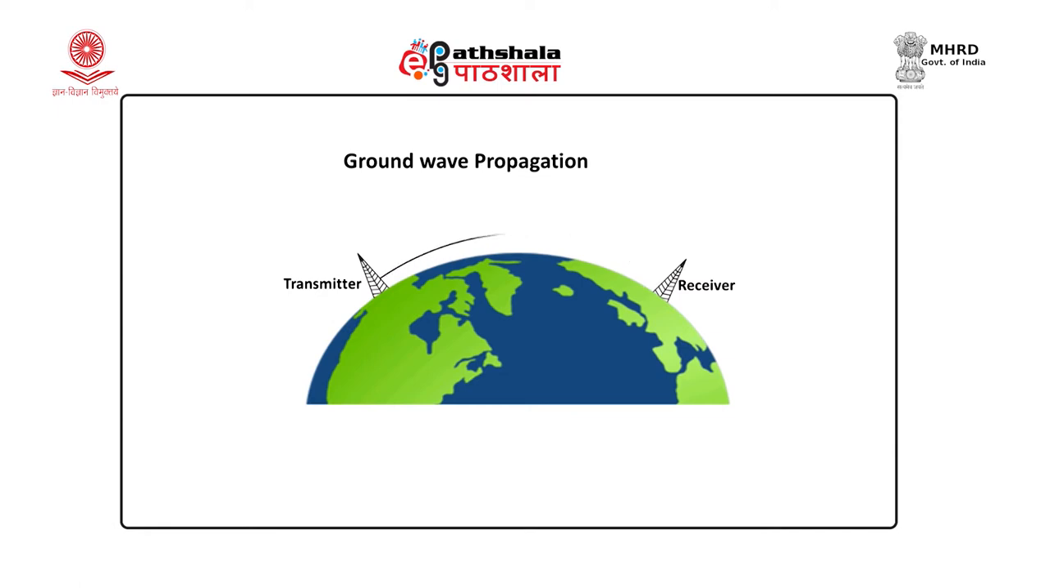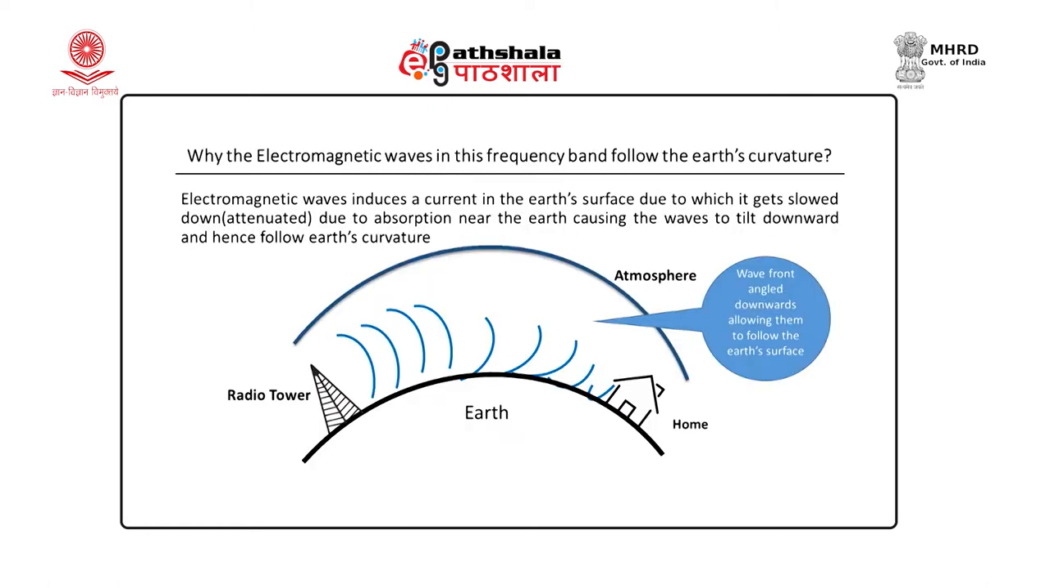Now, let us understand why it follows the curvature of the earth, or why it is traveling so near to the ground. Electromagnetic waves induce a current in the earth's surface, due to which they get slowed down or attenuated by the absorption near the earth. When they are attenuated, the waves will be tilted downwards and hence follow the earth's curvature. You can see in the diagram also that as the waves go, the tilt towards the earth keeps increasing, right? And you can also see that these waves nowhere interact with the atmosphere. They are very close to the earth's surface.